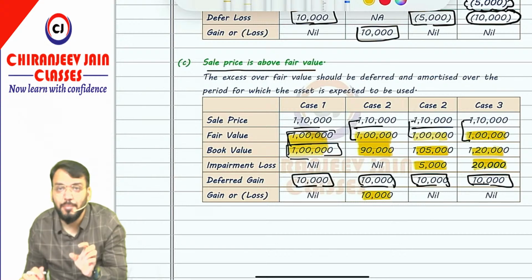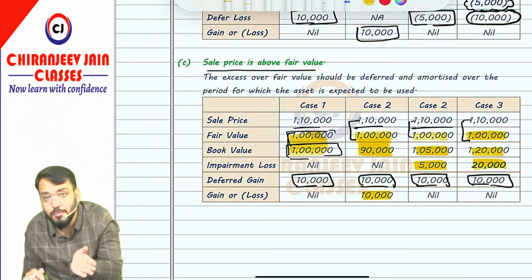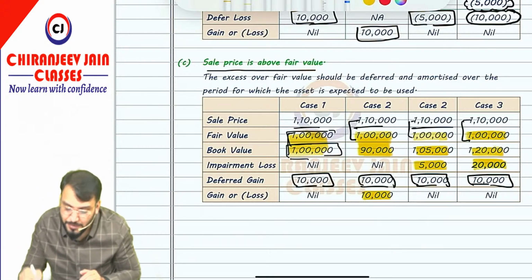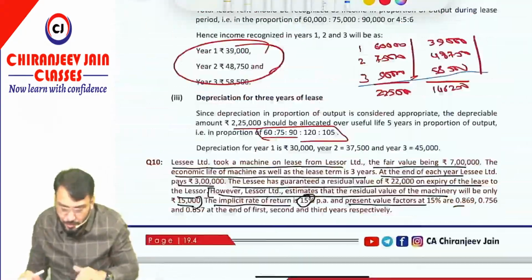So in this case what happened? First calculate deferred gain. Deferred gain will be sale price minus fair value, that will be amortized over the lease term in the ratio of lease payment. Understood? So they may ask this type of question, already asked in exam. This type of question can be asked in exam.